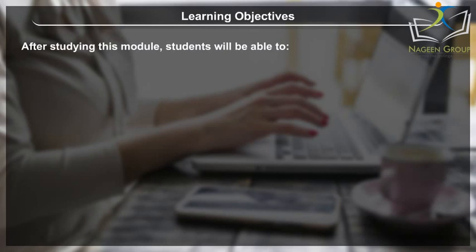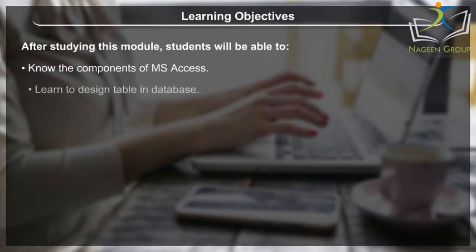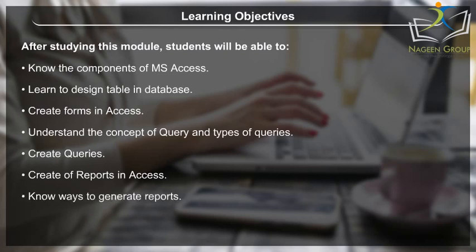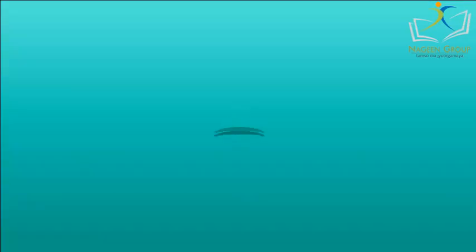Learning objectives. After studying this module, students will be able to know the components of MS Access, learn to design table in database, create forms in Access, understand the concept of query and types of queries, create queries, create reports in Access, know ways to generate reports, learn different ways to export reports in database.